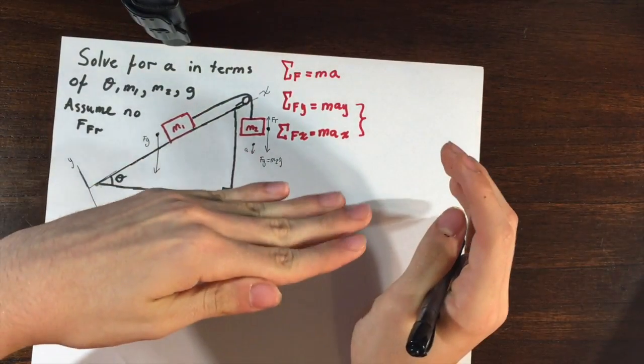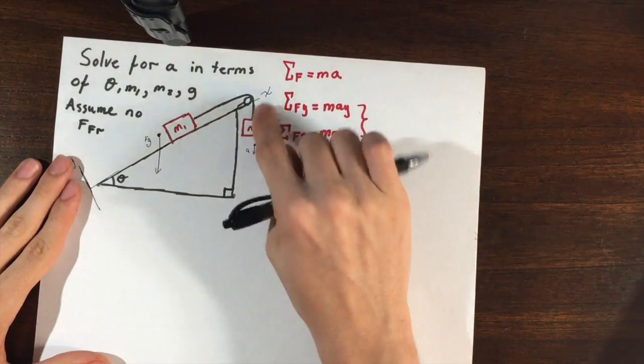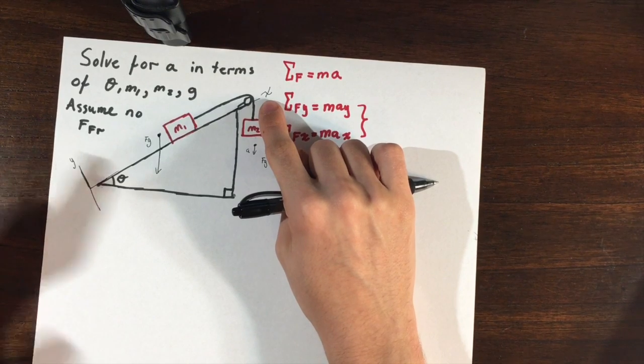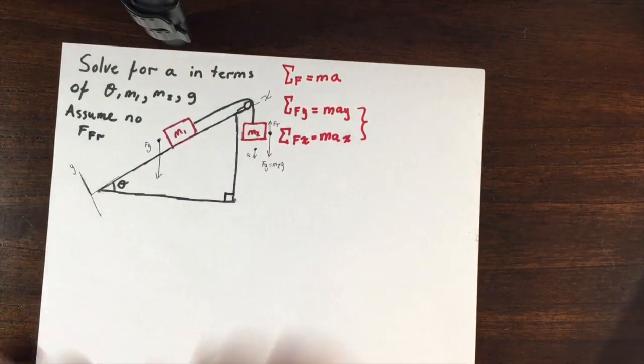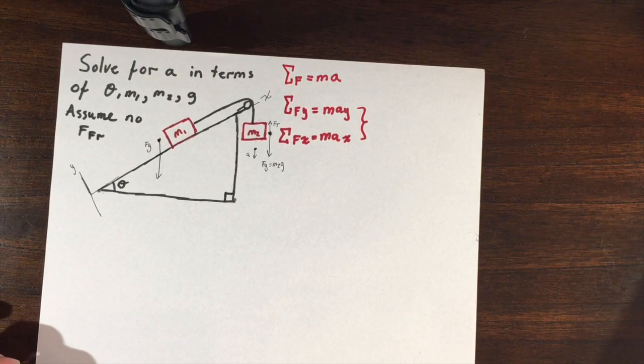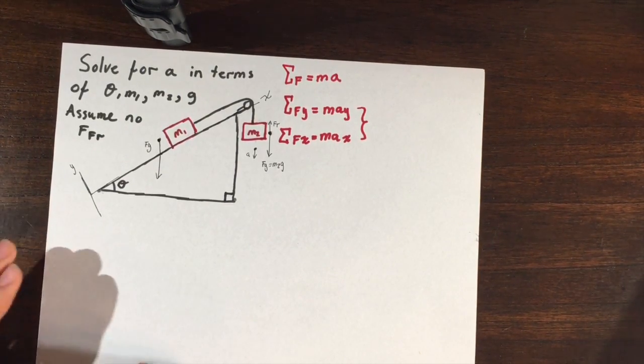So we shift our x and y coordinates based on the incline. The incline now becomes our x coordinate for gravity, and our y coordinate for gravity becomes the perpendicular line to the surface of the inclined plane. So now we're going to do a little bit of geometry in order to solve our components.